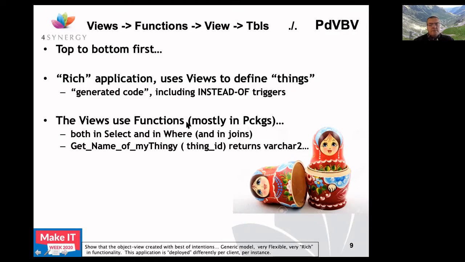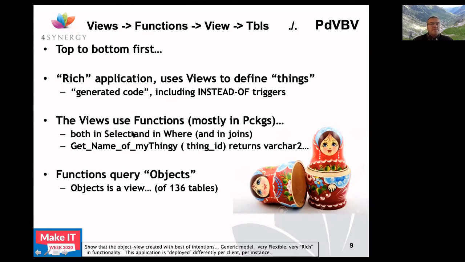The views used functions. So the columns in the views were not columns of tables. They were function calls, mostly contained in packages. So in the select of the view, we had function calls, and in the joins of the view, or in the where clause of the view, we had function calls. The functions were of the type, get the name of my thing, give it a thing ID, and return a varchar. That's good news, because this is a fairly simple function. I've got a single input parameter, and I have a fairly simple output parameter, usually something of 10 to 100 bytes or so, strings coming out.